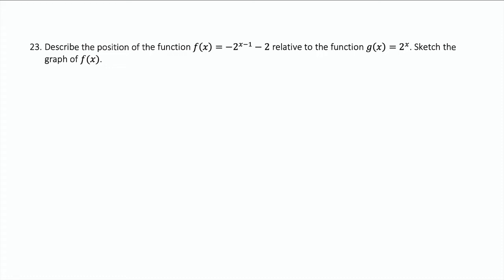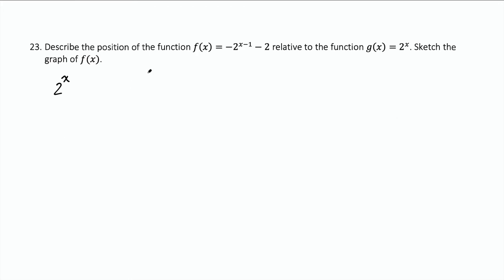Describe the position of this function, negative 2 to the x minus 1 minus 2, relative to the function 2 to the x. Sketch the graph. So we're just looking at our 2 to the x, and we want to look through the different transformations that are occurring to it to turn it into this function. So there's a few things happening here. We'll go one by one.